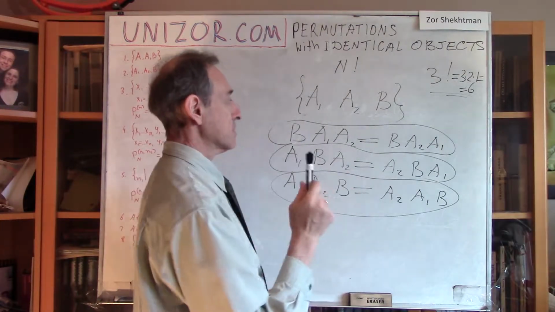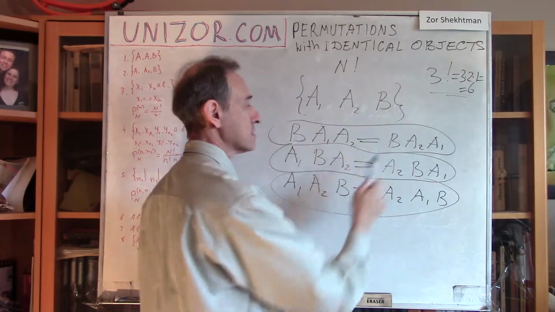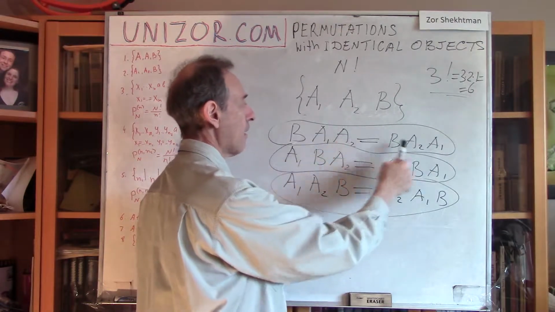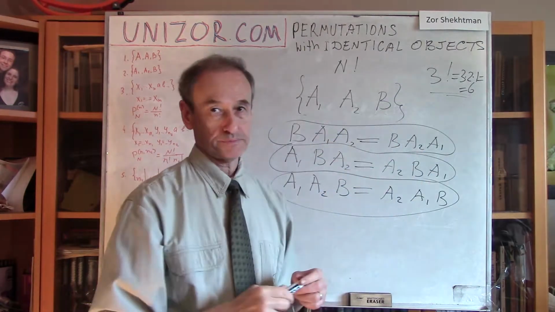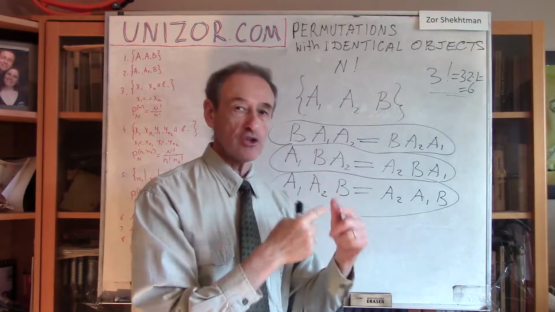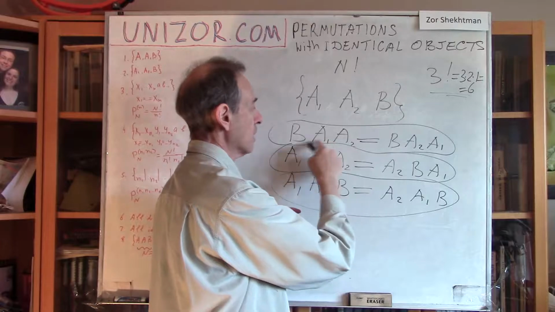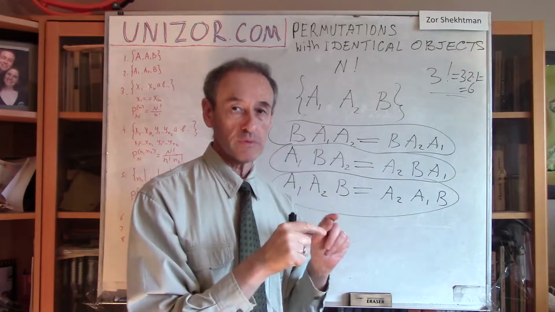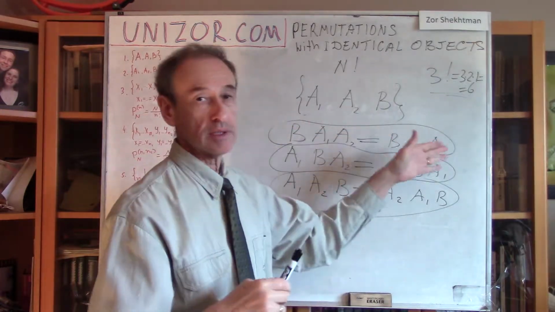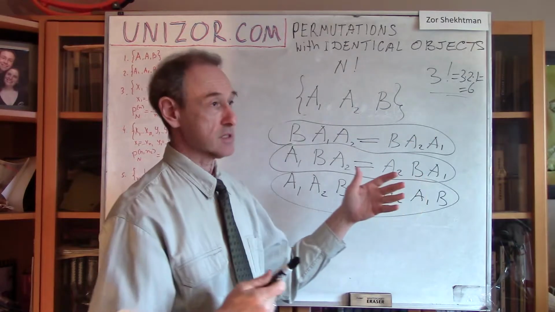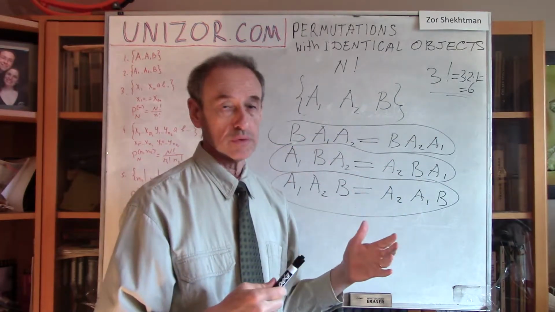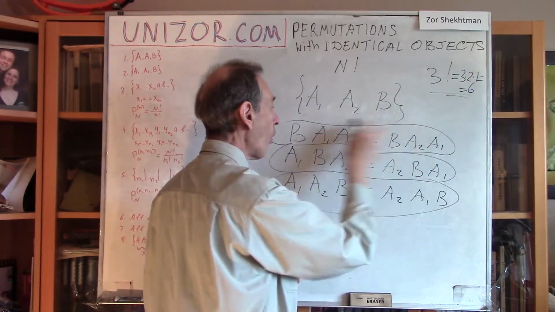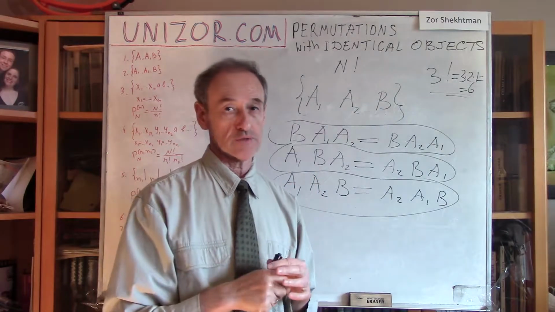Well, let's just think about it. This group contains all the different permutations where A and A are standing on places number 2 and 3. I can change my identical objects within this group any way I like, and I will get only elements from this group. If I had more identical elements, I would have more elements within the same group. But in any case, the number of elements within the group is equal to the number of permutations of only like objects, only identical objects.